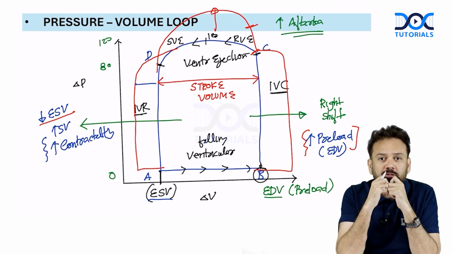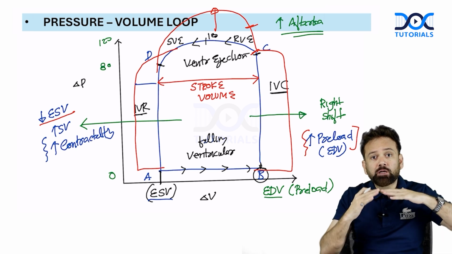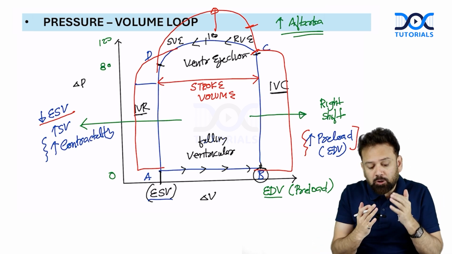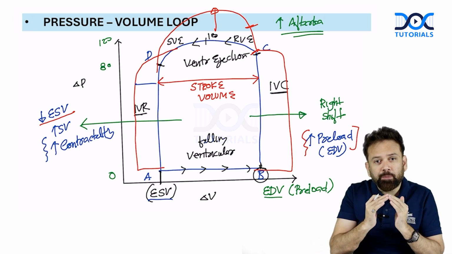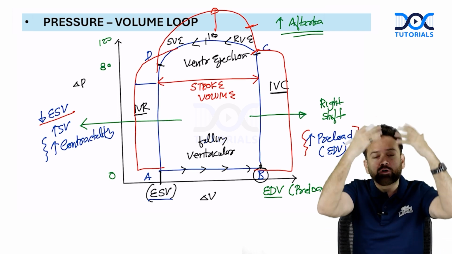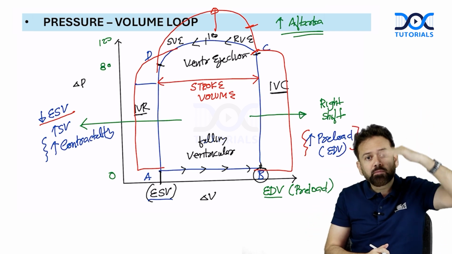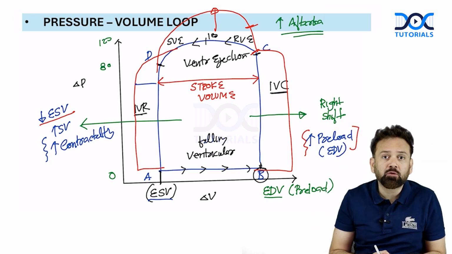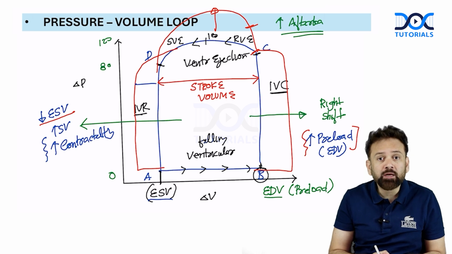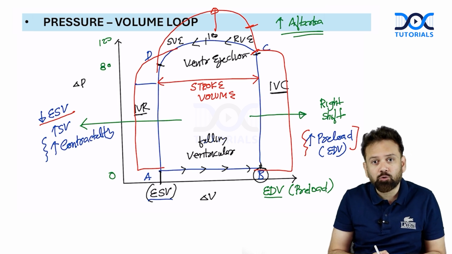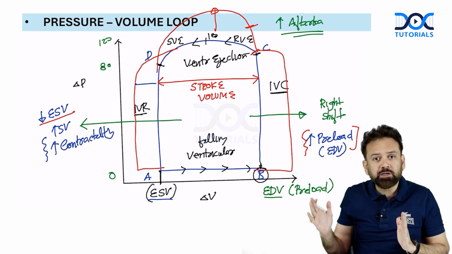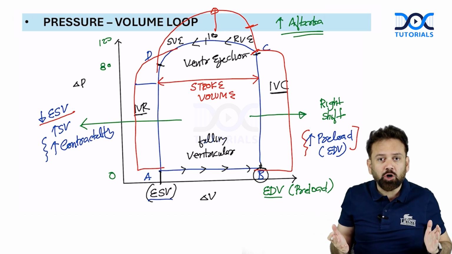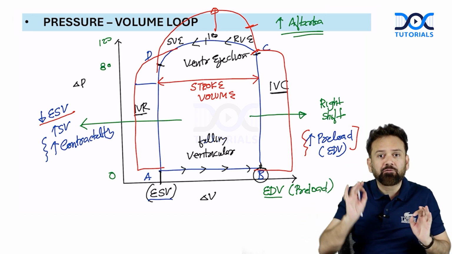Like aortic stenosis, like hypertension. Whenever the aortic valve is not opening at 80, a lot of afterload is there. It will open at 90, 100, 120, whatever. So the pressure will increase upward. So upward shift of the pressure volume loop curve is due to an increase in the afterload. So once for all: right shift preload, left shift contractility, upward shift afterload.